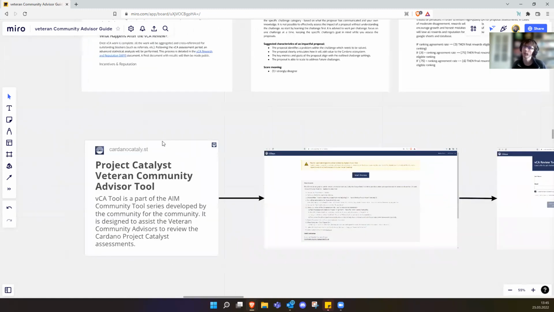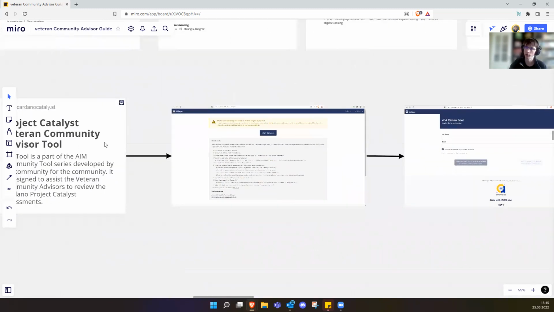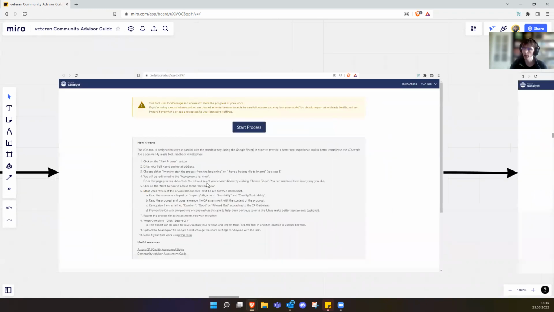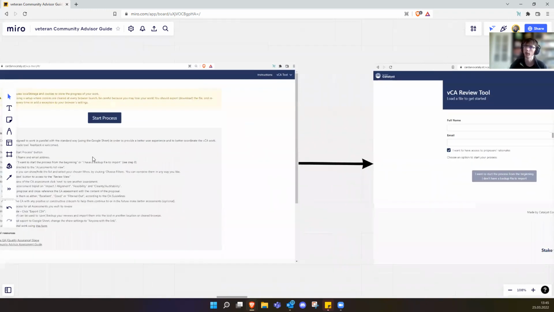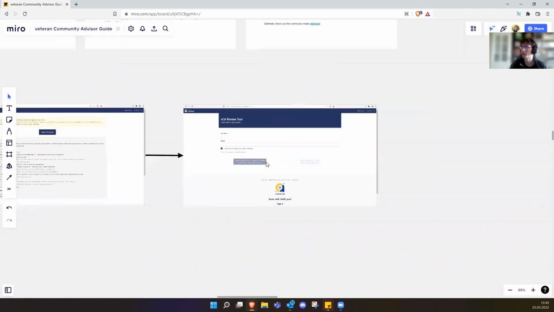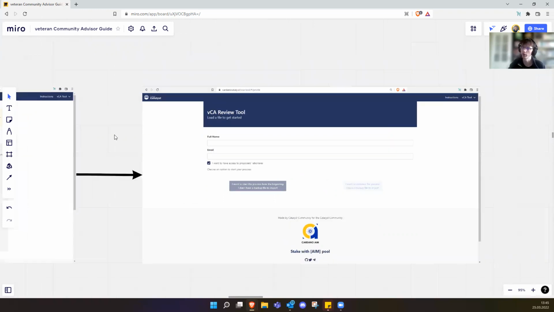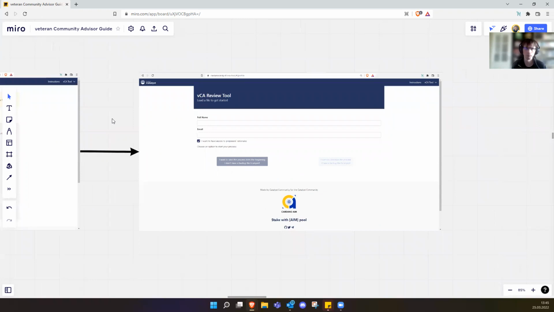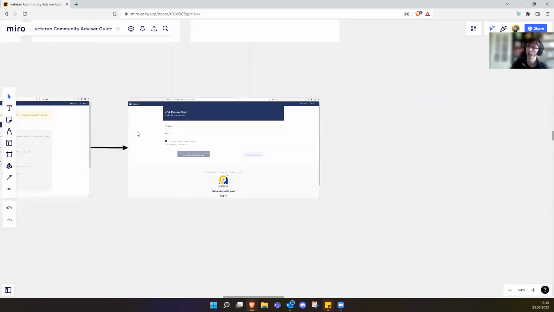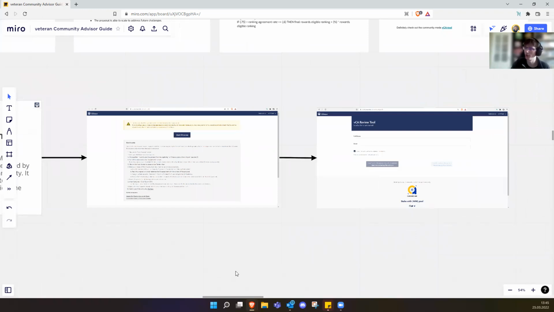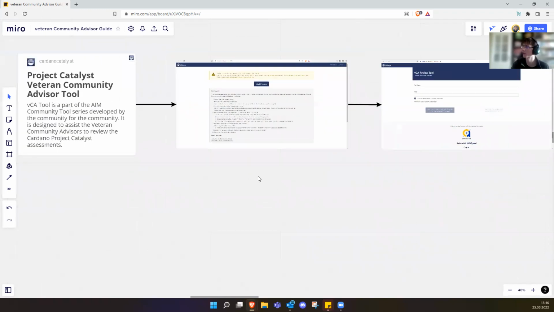And finally, for the veteran community advisor tools: since you are given an Excel file which you work with, there is a community-created tool with a guide on how to use it. You click the website link just here. This is a Miro board, it's nice. You can put your name there, and then decide to upload that file yourself or start a fresh version. This helps you do the assessments more easily if you're not accustomed to downloading and working with Google Sheets.